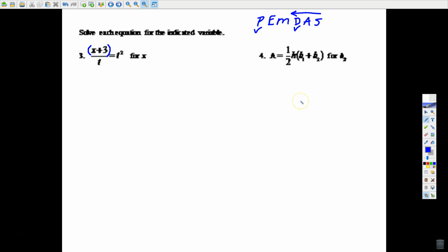And now I'm going to make sure I get the right order. Because if I go in reverse order of PEMDAS, I'm going to take care of the division first. And how do I undo division? Okay, so I'm going to multiply both sides by t. And remember, if you multiply t times t squared, you get t cubed. And now we got a simple step that remains to solve for x. We undo adding 3 with subtracting 3. So my final answer here is x is t cubed minus 3.